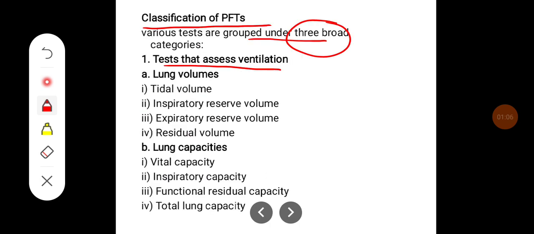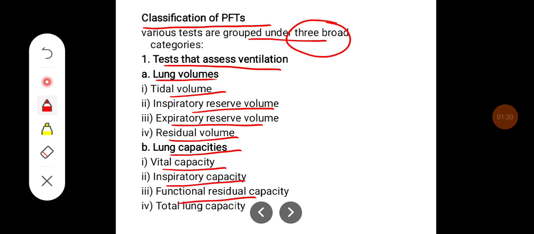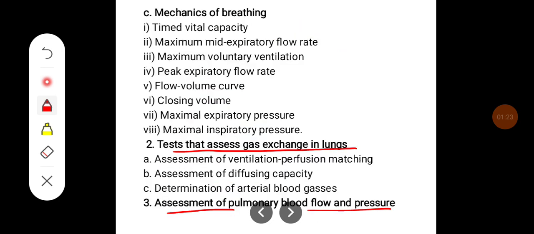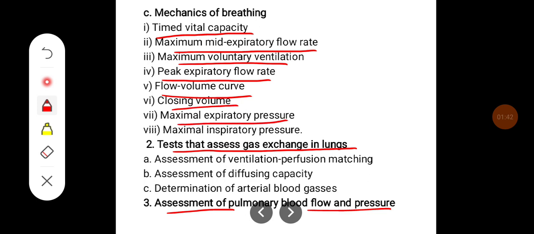In tests that assess ventilation, we have lung volumes and lung capacities. In lung volumes, we have tidal volume, inspiratory reserve volume, expiratory reserve volume, and residual volume. The capacities are vital capacity, inspiratory capacity, functional residual capacity, and total lung capacity. While measuring mechanics, the timed vital capacity, maximum mid expiratory flow rate, maximum voluntary ventilation, peak expiratory flow rate, flow volume curve, closing volume, maximal expiratory pressure, and maximal inspiratory pressure are important.